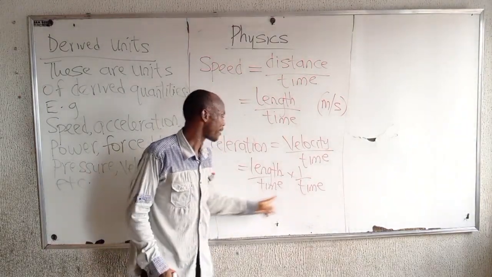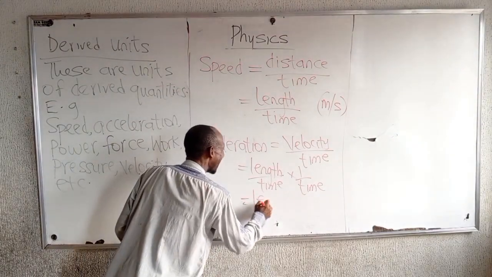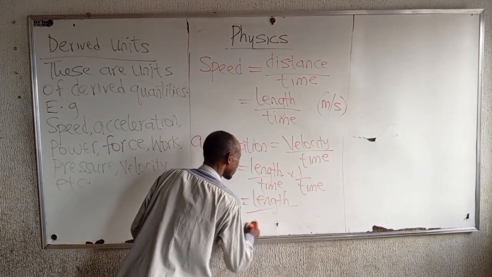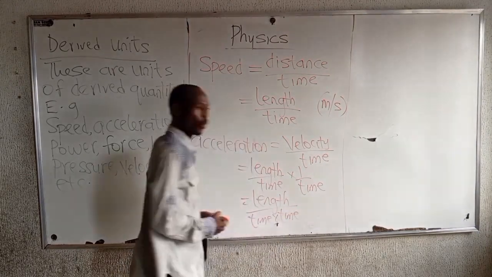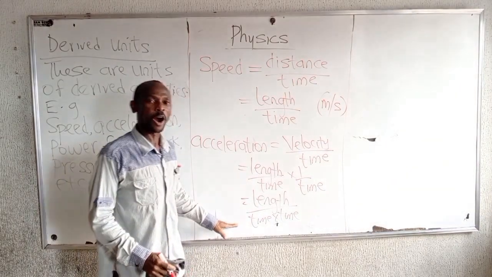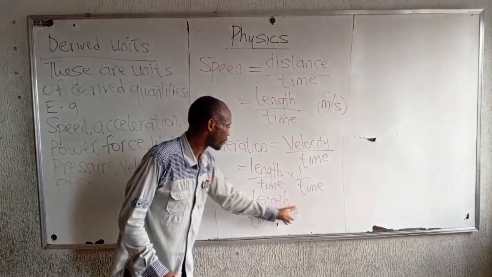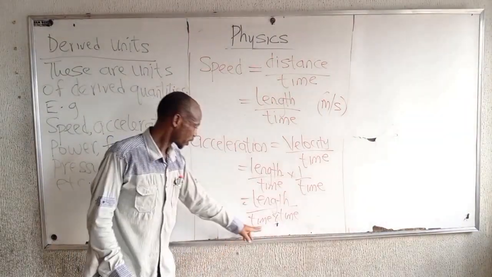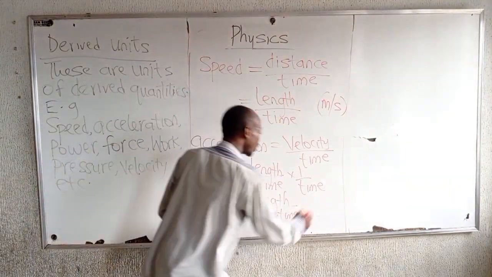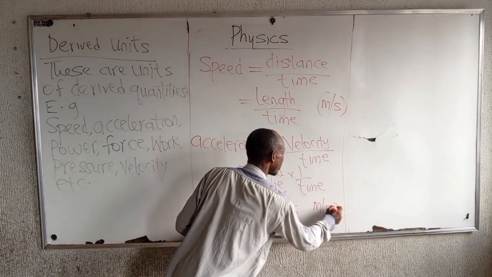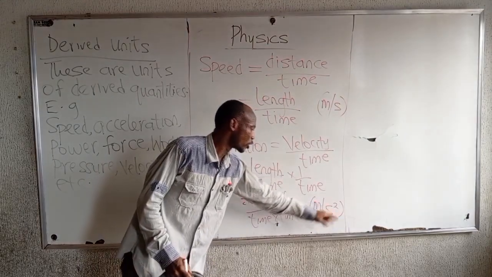So how many times do we have here? We now have 2 times. So we now have length over time times time. And if we want to write out the units for our acceleration now, it becomes meter for our length per time per time. That's why we now have meter per second squared. We have 2 times here, which gives us second squared.